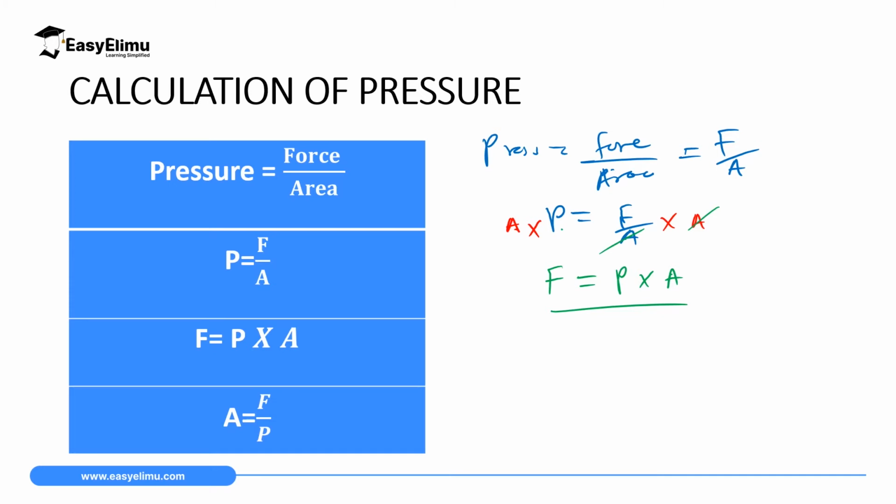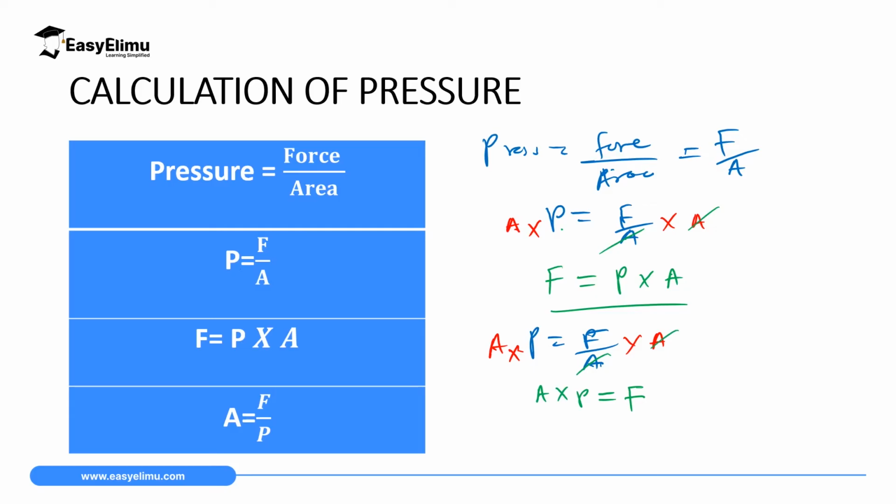Now if we need area, from the definition, pressure is equal to force over area, we first multiply by A, then A cancels with A, and we remain with A times P is equal to F.